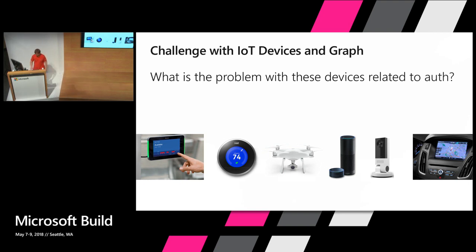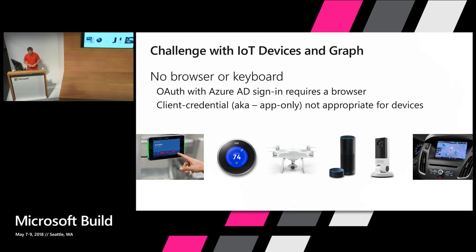Yeah, I think the big thing is there's no browser or keyboard. That's getting a little bit more specific: OAuth with Azure Active Directory. The graph is secured by Azure Active Directory, and it's required for a delegated flow, which is what you're typically going to do on an IoT device. It's required to have a browser of some sort.